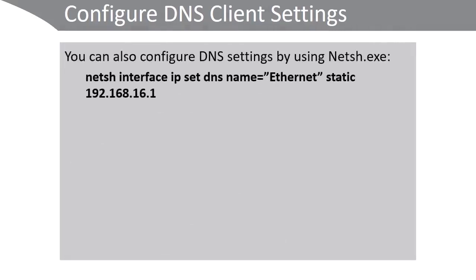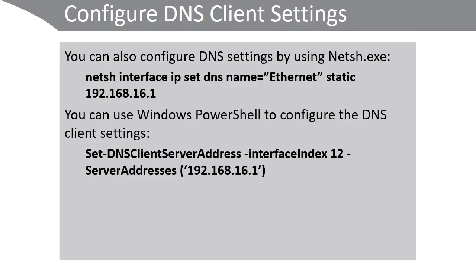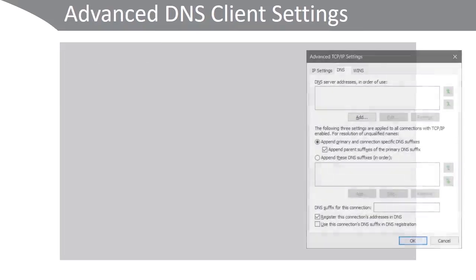You can also configure the DNS settings by using the netsh command. Netsh interface ip set dns, and then the name of the network interface, and then a static IP address for a DNS server. You can additionally use the Windows PowerShell Set-DnsClientServerAddress cmdlet. You can also look at the advanced DNS properties on the Advanced TCP/IP Settings dialog box. This is shown here in the graphic. I'm going to talk about this in the demonstration, but I'll go through it very briefly now.